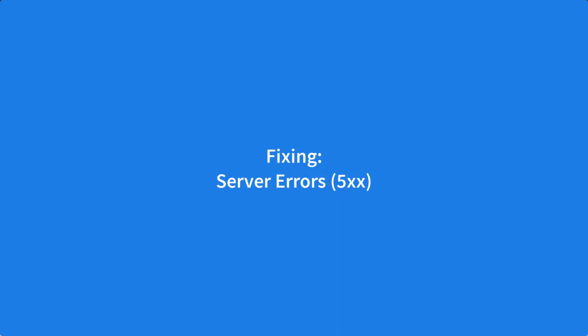Fixing server errors. This error means that Google tried to crawl your site and received some type of 500 error. This was caused by an error at the server level. The first thing you should do is try and access the page. If it loads for you, the issue likely has already been resolved. If the page is inaccessible, try contacting your IT team or hosting company to see if there are any outages.